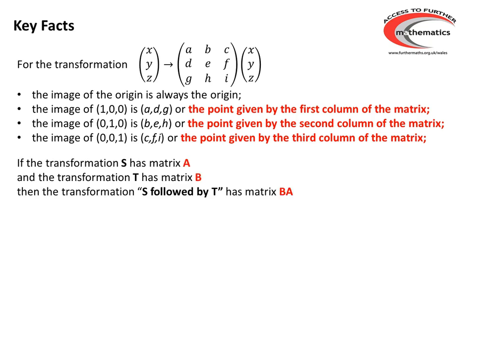And we also have the fact that if a transformation S is given by the 3x3 matrix A, and the transformation T is given by the 3x3 matrix B, then the transformation S followed by T is given by the matrix BA.